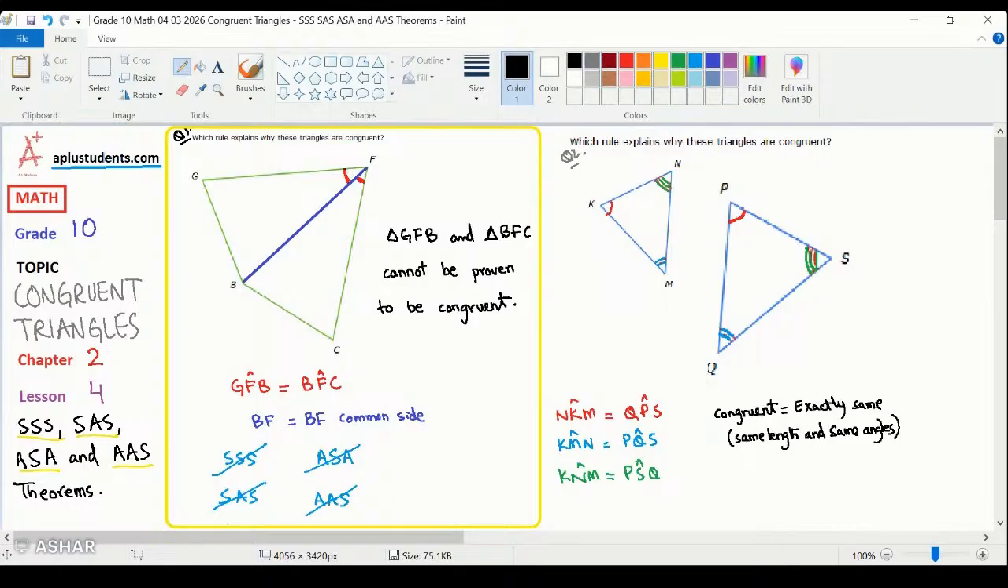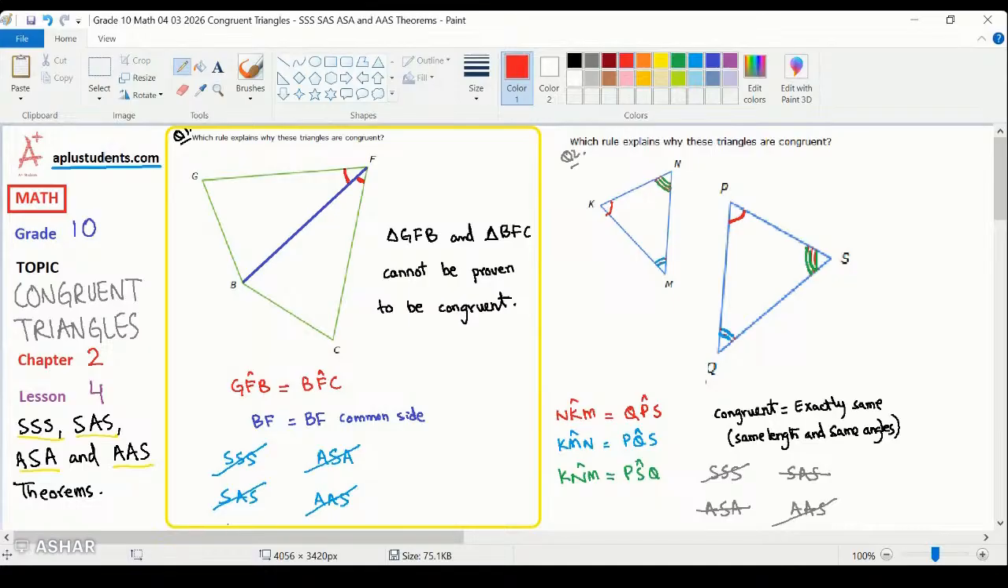That means side-side-side cannot be applied. Three angles are given. Side-angle-side cannot be applied because two sides are not given to us. Angle-side-angle cannot be applied because we don't have a side given to us. And angle-angle-side cannot be applied because we don't have a side.